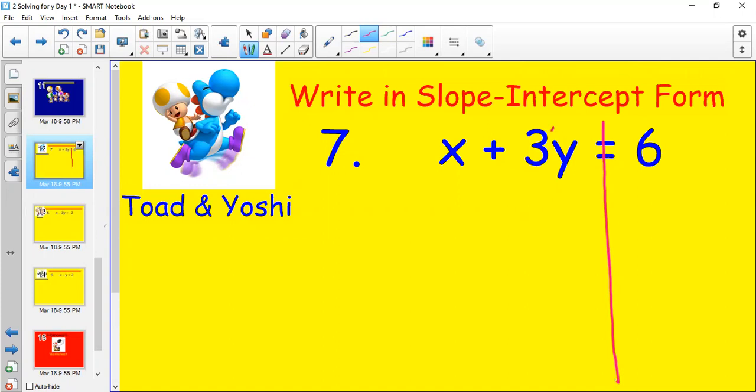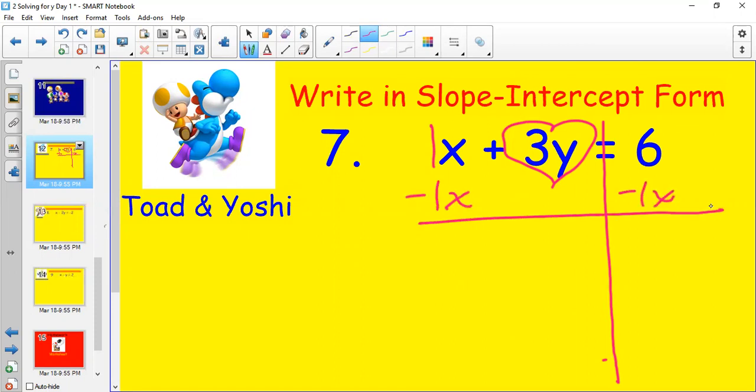Put a heart around your happy couple, which is a positive 3y. We want to get rid of the x, so I'm going to send it to the other side. Now when it's just an x term, a lot of times people get confused when there's no coefficient. So I'm going to put a 1 there just to help ease some of the confusion. So to get rid of a plus 1x, I have to subtract 1x. All right, so I'm going to do that, and I'm going to bring down my happy couple of 3y.